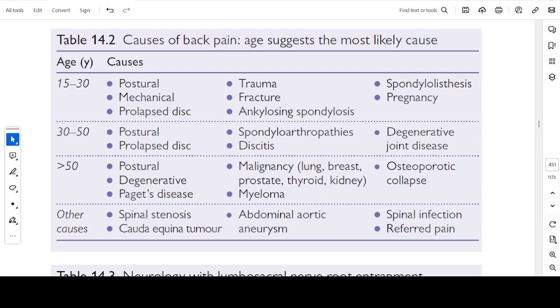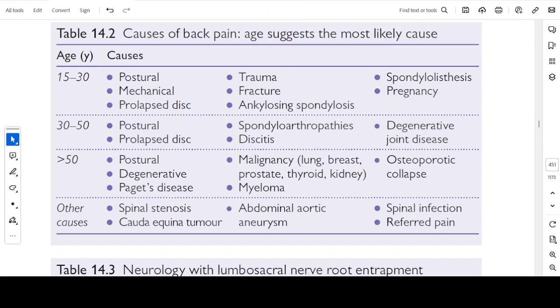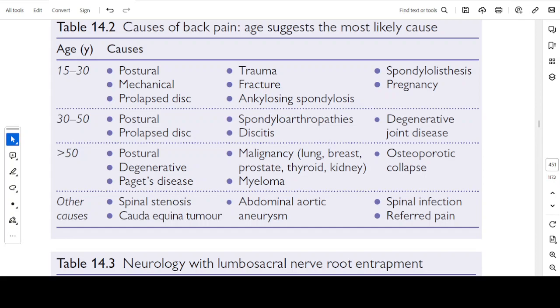Causes of back pain. Age suggests the most likely cause. In age 15 to 30 years, the causes could be postural, mechanical, prolapsed disc, trauma, fracture, ankylosing spondylitis, spondylolisthesis, and pregnancy. 30 to 50 years: postural, prolapsed disc, spondyloarthropathies, discitis, degenerative joint diseases.